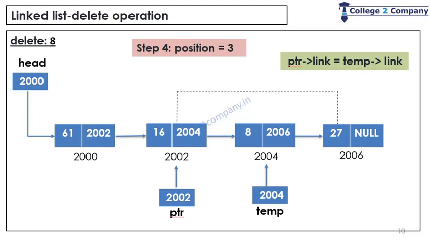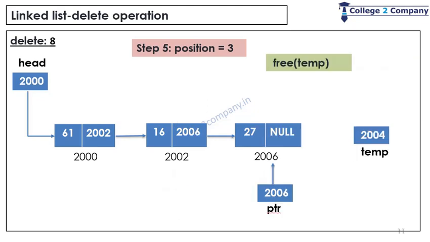The simple code we use is: ptr's link is equal to temp's link. Currently ptr's link value is 2004, the address of the third node it is storing. Instead of storing the third node address, ptr's link will be updated with temp's link. Temp's link is nothing but the value 2006, which is the address of the last node. Now 2004 will be replaced with the value 2006 so that we can connect the second node directly to the last node. This is how we break the link of the third node from the list.